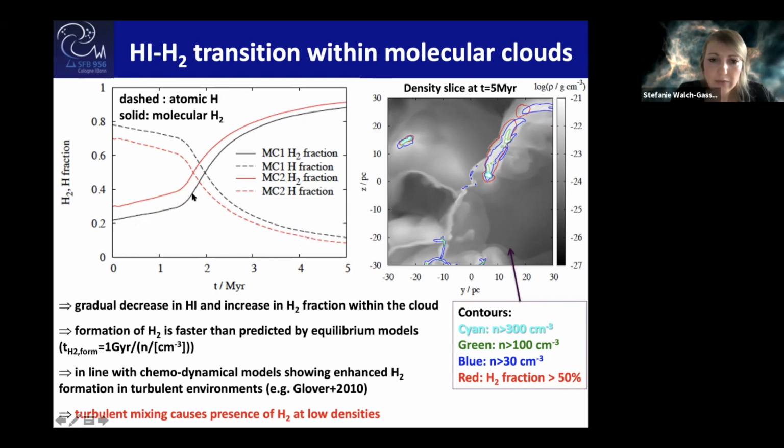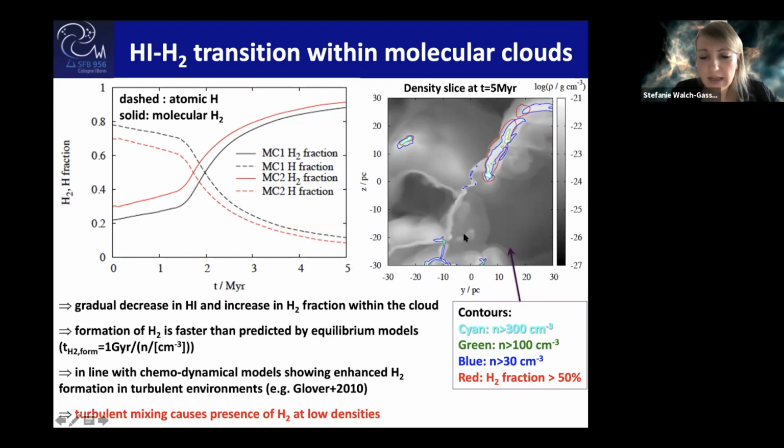If you compare the formation timescales with equilibrium models, where the equilibrium rule of thumb says that molecular hydrogen should form on a timescale given by 1 gigayear over the typical number density, then we find that we form molecular hydrogen actually quite a lot faster, maybe up to a factor of 10 or even more sometimes. This is really in line with chemodynamical models, for example by Simon Glover, showing that you get an enhanced molecular gas formation in turbulent environments.